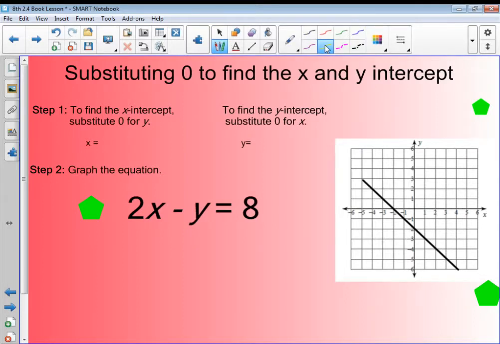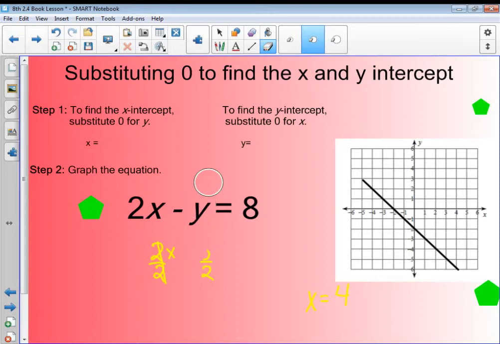Okay, so if I start by solving for x and I substitute in a 0 where y is, I now have 2x, minus 0 is still going to be 2x, equals 8. So divide by 2, divide by 2. I just found out that my x-intercept equals 8 divided by 2, which is 4.